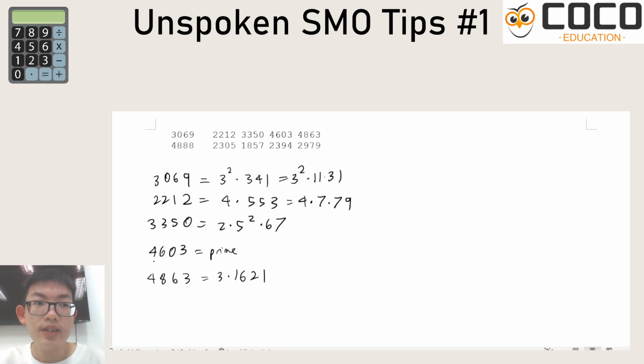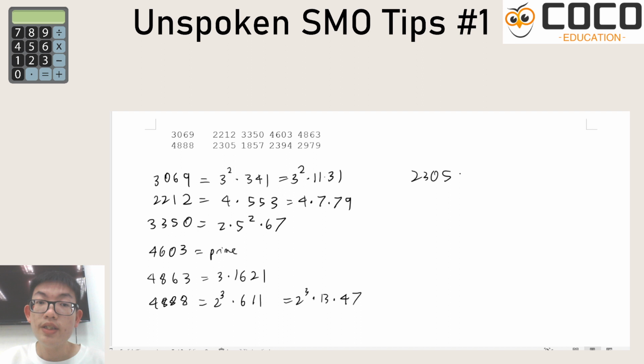Next one is 4888. That is very obviously divisible by 8, so 8 times 611, 8 is 2 cubed. And 611 is divisible by 13. Okay, then 2305, this is 5 times 461. 461 looks prime, but let me just double check. And indeed it is prime.